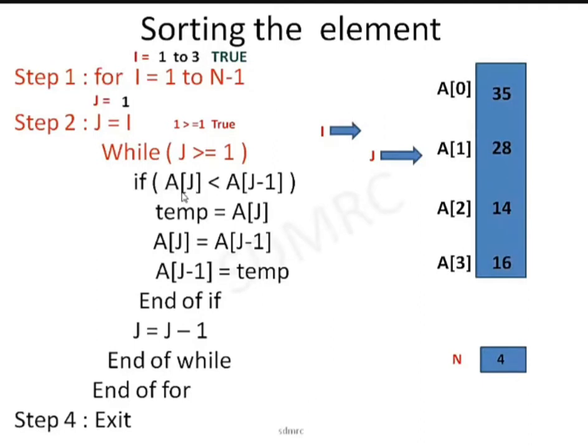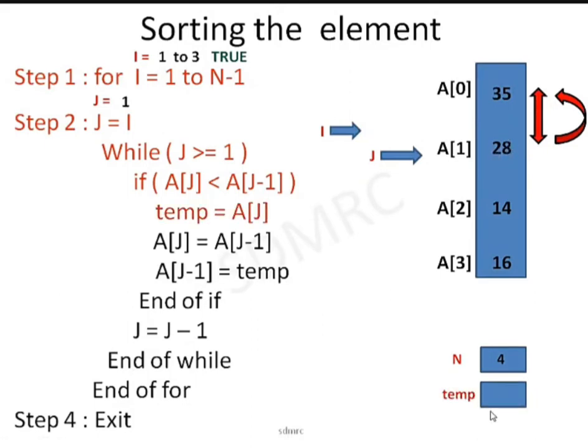There is a comparison. A of j is compared with A of j minus 1. Is your A of j, j is 1, 28, lesser than A of j minus 1? 28 lesser than 35. That's true. So what we need to do is we are going to interchange these two values using the temporary mechanism. Temp is equal to A of j, A of j is equal to A of j minus 1, A of j minus 1 is equal to temp, right? So these two values are going to be interchanged.